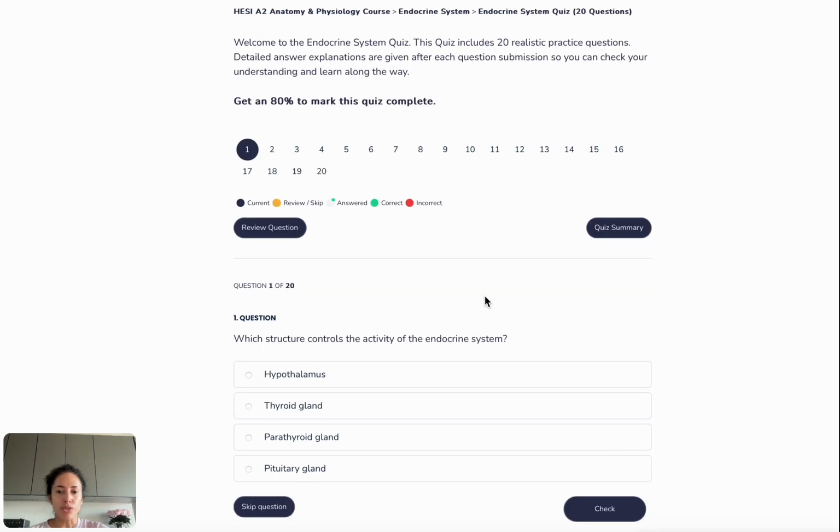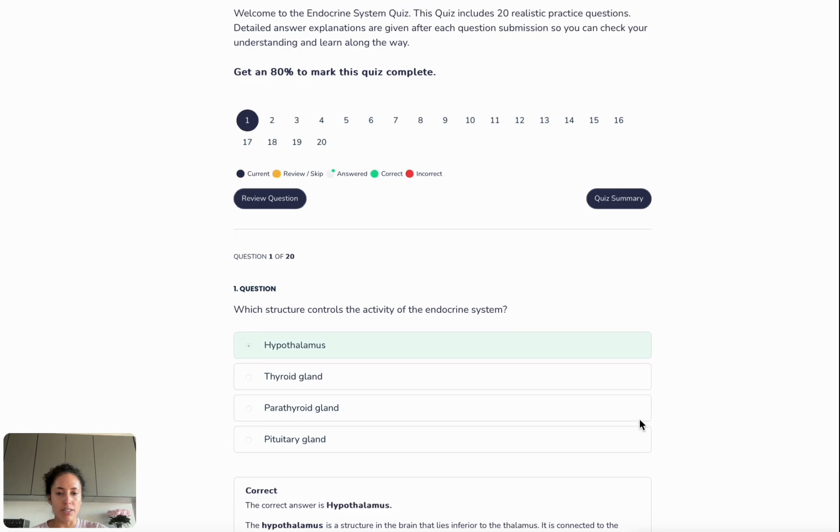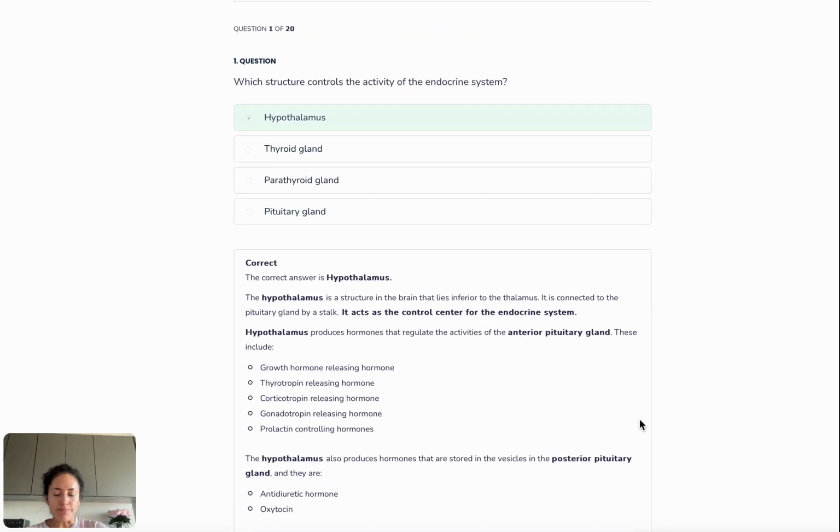Question number 1, which structure controls the activity of the endocrine system? Hypothalamus, thyroid gland, parathyroid gland, or pituitary gland. Let's see. Hypothalamus, let's check. That is correct.